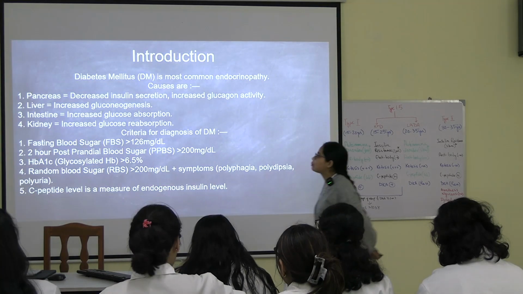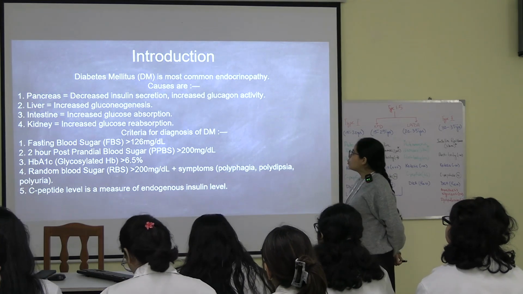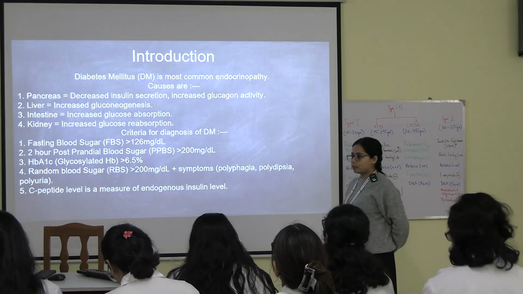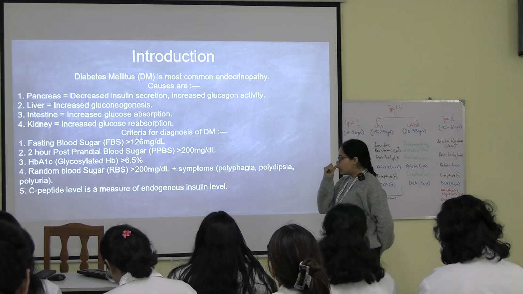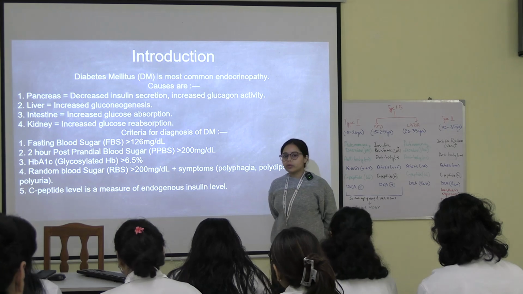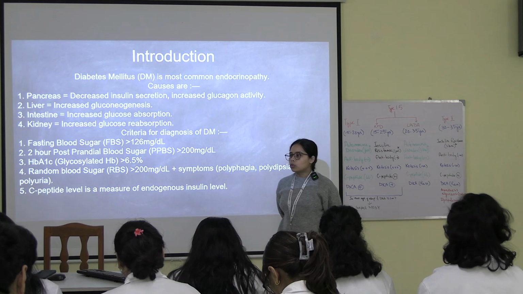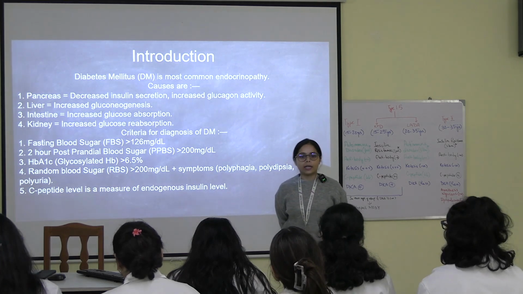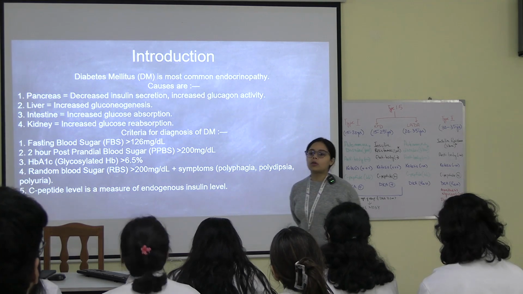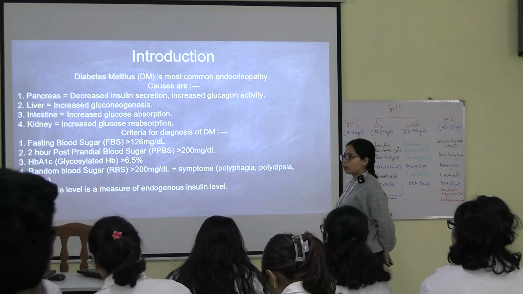So, introduction. Diabetes mellitus, in short DM, is the most common endocrinopathy. Endocrinopathy means dysfunction in the endocrine gland. What is the function of an endocrine gland? Hormone production. So dysfunction in that gland, any endocrine gland, is known as endocrinopathy. Diabetes mellitus is one of the most common endocrinopathies.